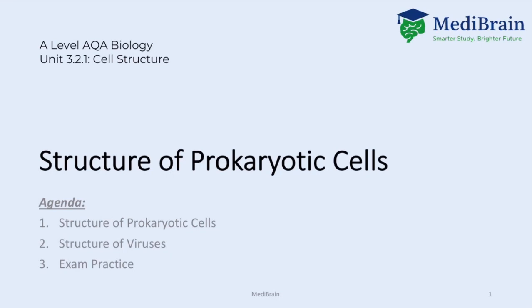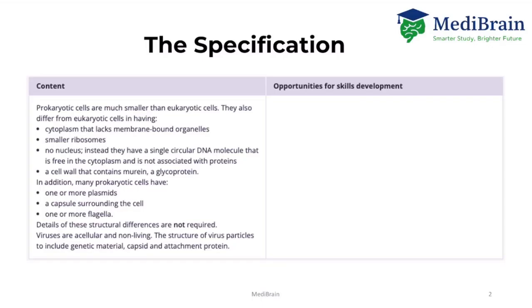Last lesson, we looked at eukaryotic cells and the structure of eukaryotic cells. After we've looked at the structure of prokaryotic cells and viruses, I've selected a healthy amount of exam questions that we can look at. Okay, so if we begin now, this is what the specification says, and this is what we're going to be following for today's lesson.